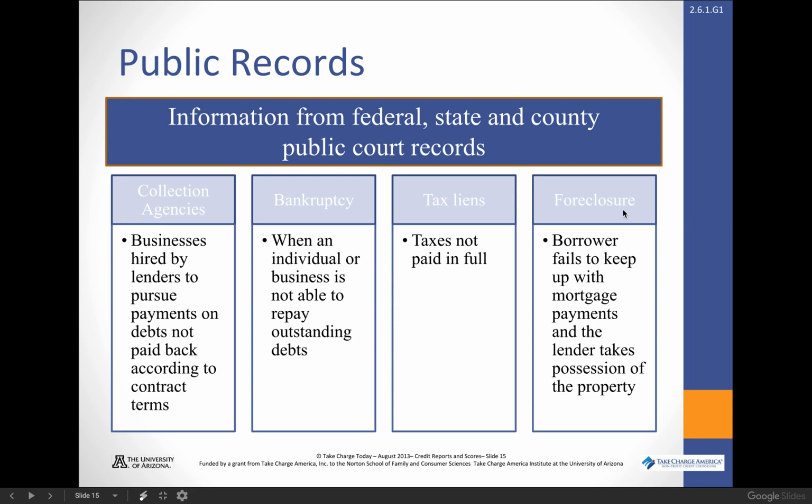And then lastly, if we have foreclosure, this is a situation that happens if you own a home. So if I have a home loan and I stopped making my payments, I stopped paying that bill, the lender or the bank is going to take possession of my home, and that means that I am in foreclosure. If the bank comes for my home and kicks me out, I am in foreclosure. So all 4 of these are types of public records that would be identified on your credit report.